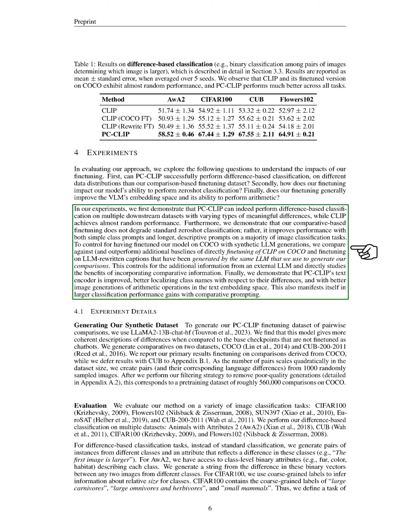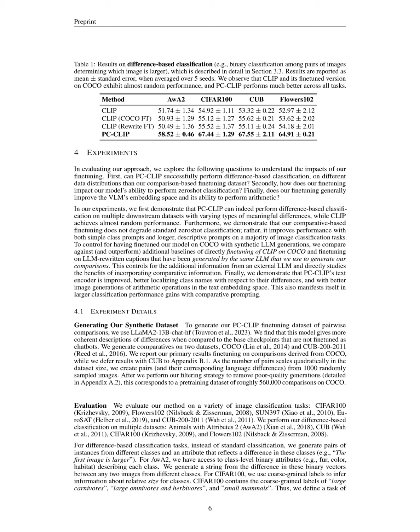We also compare our results against other baselines, showing that our approach outperforms direct fine-tuning of CLIP on COCO and LLM rewritten captions. This helps us isolate the benefits of incorporating comparative information. Finally, we show that PC CLIP's text encoder is enhanced, better aligning class names with their differences and improving generalization for arithmetic operations in the text embedding space, leading to greater classification performance gains with comparative prompting.